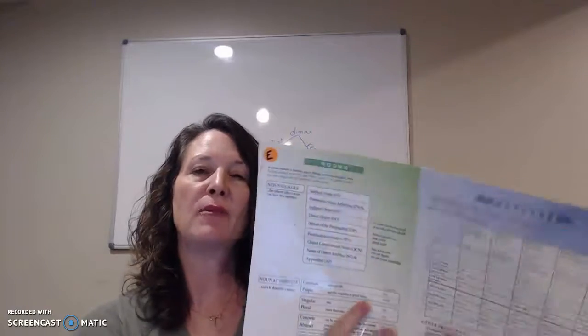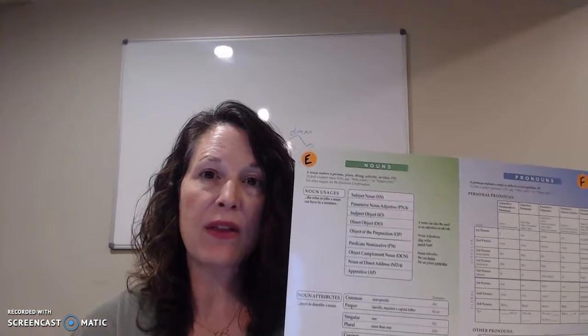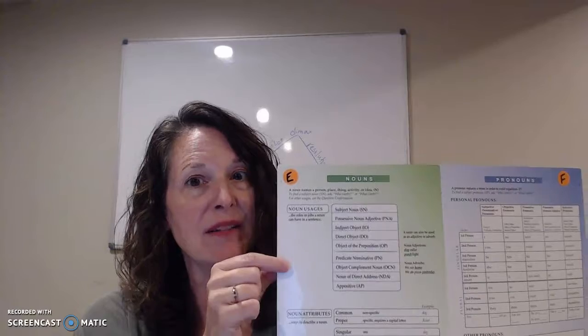We just finished week 3, and our focus this week was on nouns. Nouns are on chart E, and we talked about noun usages and also the noun attributes. And we spent quite a bit of time on these. Remember that nouns name things, and that can happen anywhere in a sentence. So depending on where the noun is located in the sentence, that will tell us its usage.